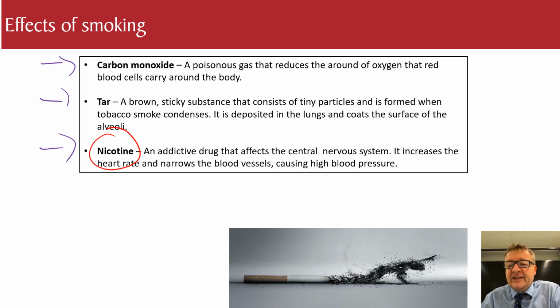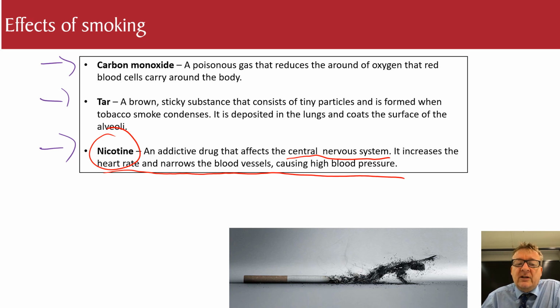Nicotine is the addictive drug that is in a cigarette or in a vape, I guess. It affects the central nervous system. It increases the heart rate and narrows blood vessels, causing high blood pressure. It's a substance that is naturally produced within the brain, but each time you're taking in nicotine, which is having significant effects. And it is the addictive part of a cigarette.